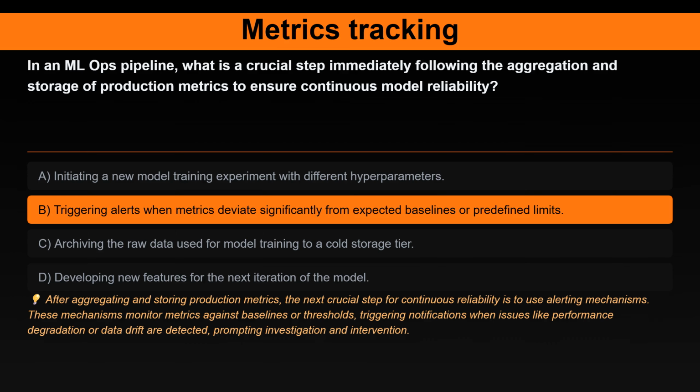The correct answer is, quote, triggering alerts when metrics deviate significantly from expected baselines or predefined limits. Here's the explanation. After aggregating and storing production metrics, the next crucial step for continuous reliability is to use alerting mechanisms. These mechanisms monitor metrics against baselines or thresholds, triggering notifications when issues like performance degradation or data drift are detected, prompting investigation and intervention.